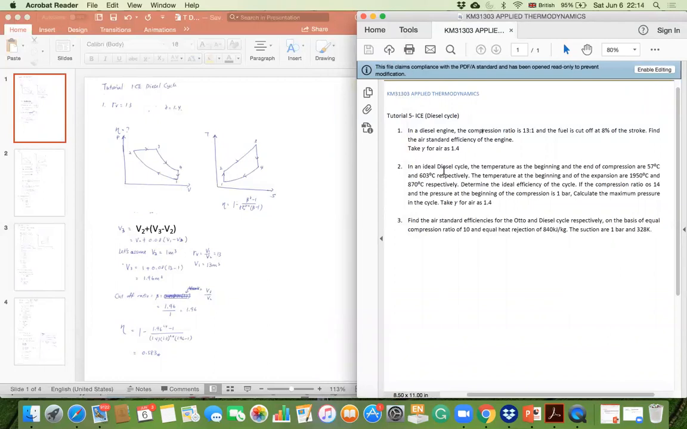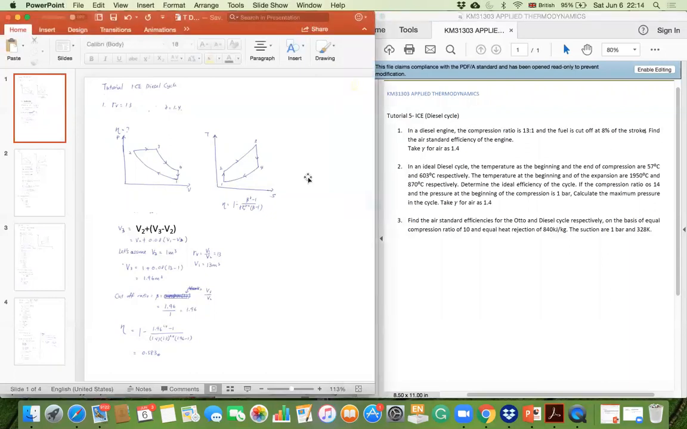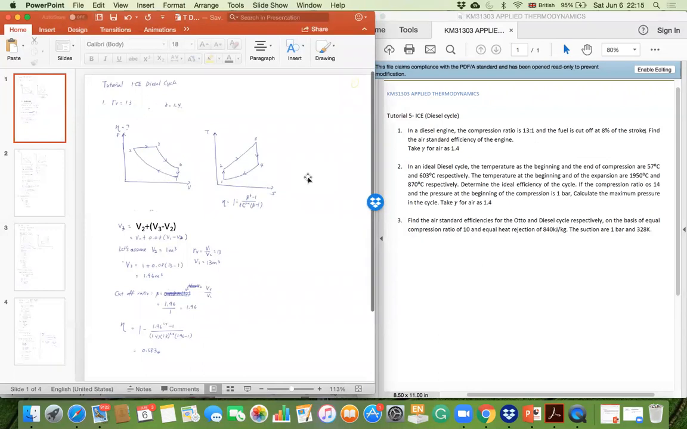Now I would like to discuss tutorial 5, the diesel cycle. I know that yesterday some students came to me confused about this sentence: the fuel is cut off at 8% of stroke. After looking at this question the whole day, I think my previous answer was a bit confusing for you. I have refined it now.